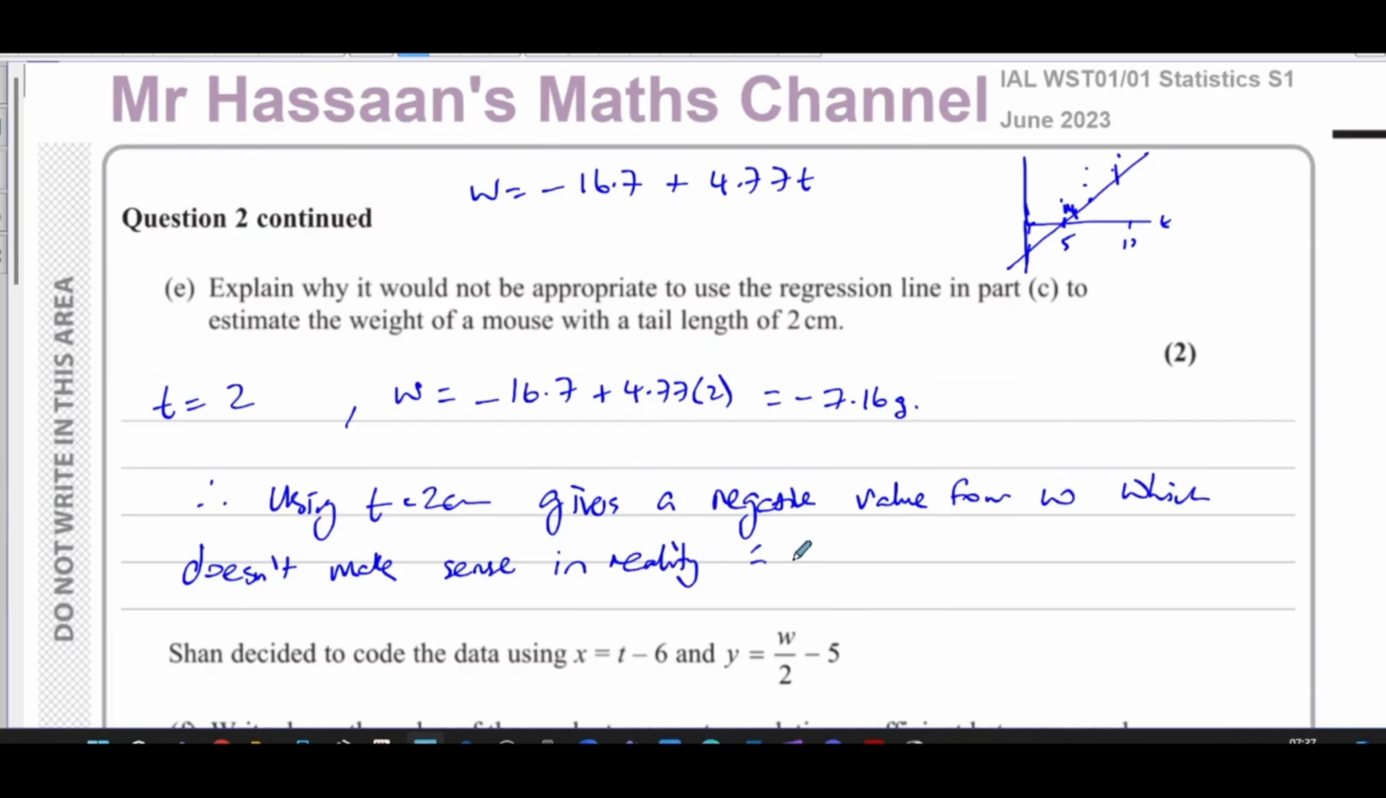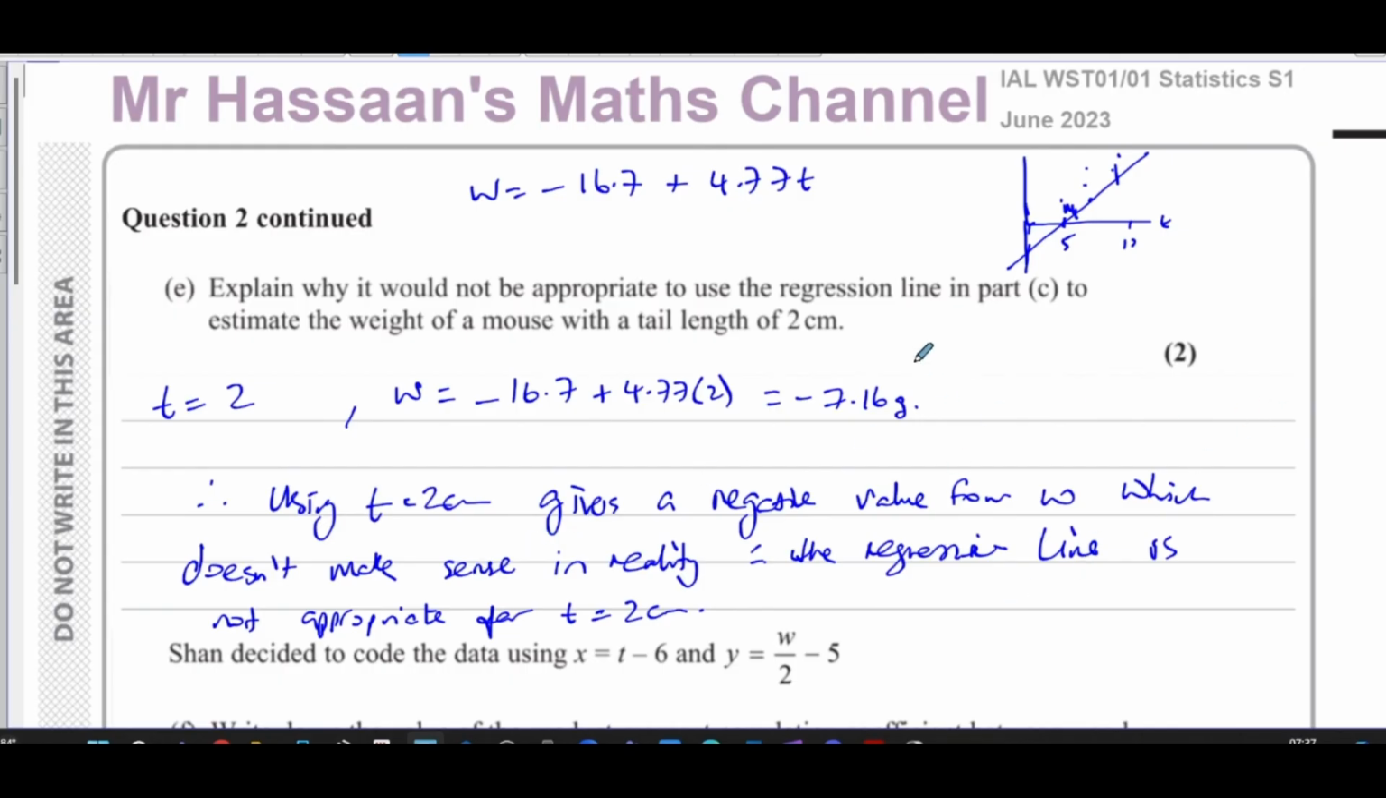Therefore, the regression line, making a conclusion, sorry about my bad writing, is not appropriate for t equals 2 centimeters. Something like that. That's 2 marks.